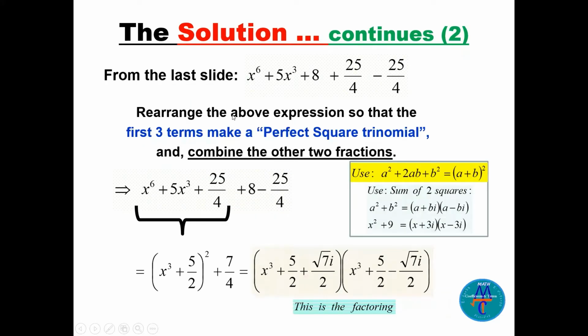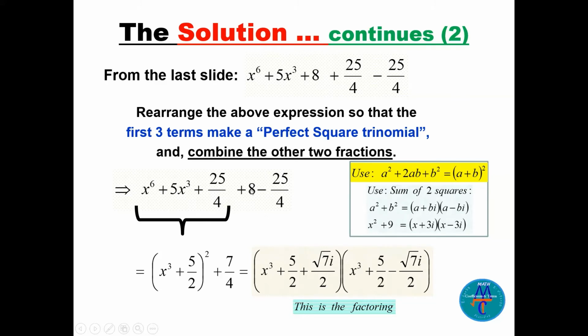Now, on the next slide, we can rearrange the expression here so that the 3 terms will be a perfect square trinomial. So I can take x to the power 6 plus 5x cubed plus 25 over 4, and then I will combine the other 2 fractions, 8 and minus 25 over 4. Now the first 3, we can use the formula a squared plus 2ab plus b squared as a plus b all squared. So this will be x cubed plus 5 over 2 all squared. If you expand this, you will get these 3 terms.